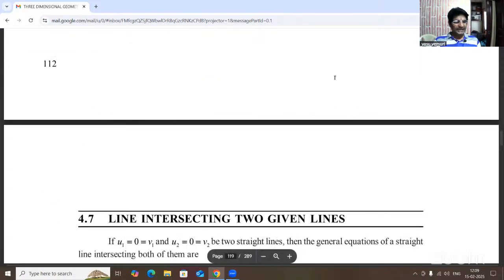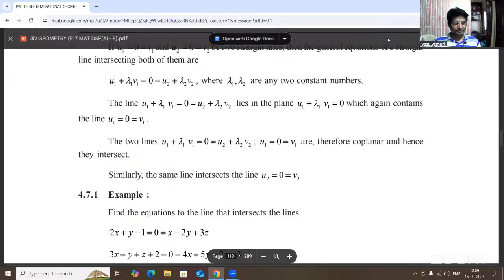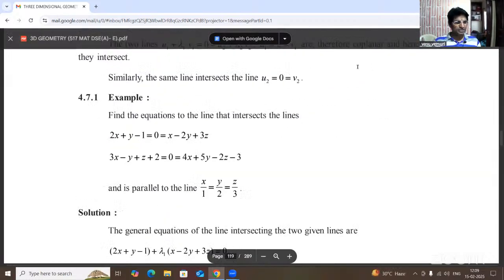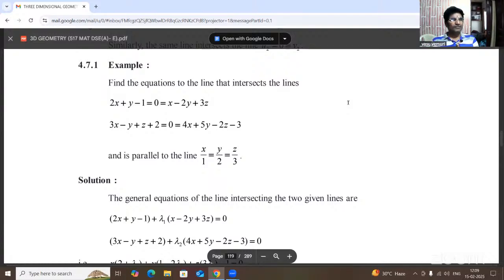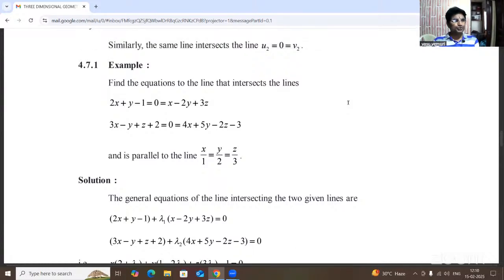Line intersecting two given lines. Already this problem was also discussed in the previous class. Find the equations of the line. This problem is very important in the final examination. Now there are two non-symmetrical or unsymmetrical lines.